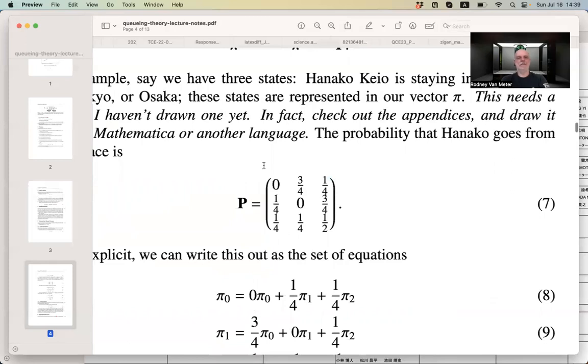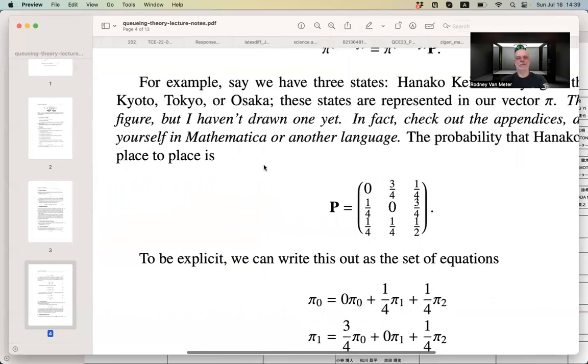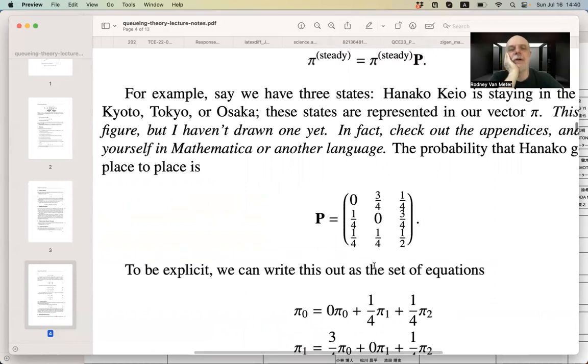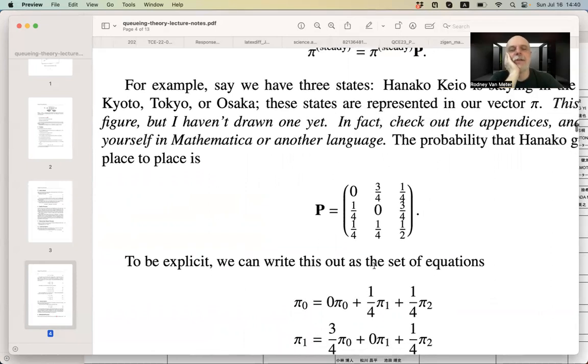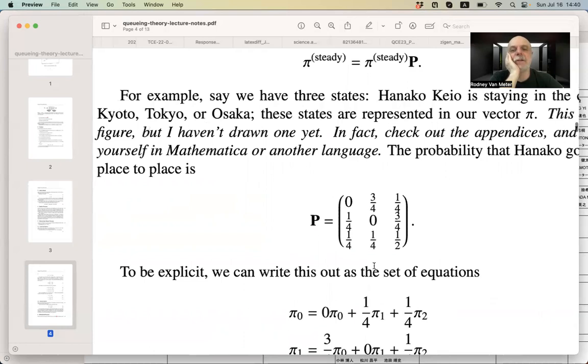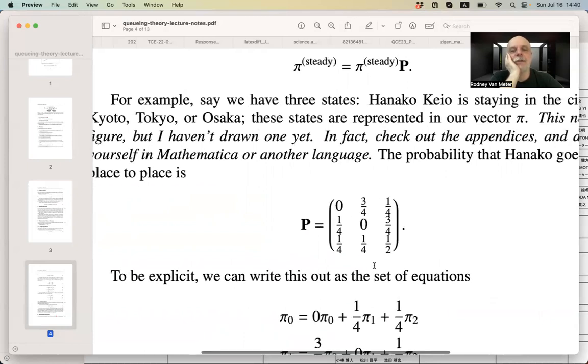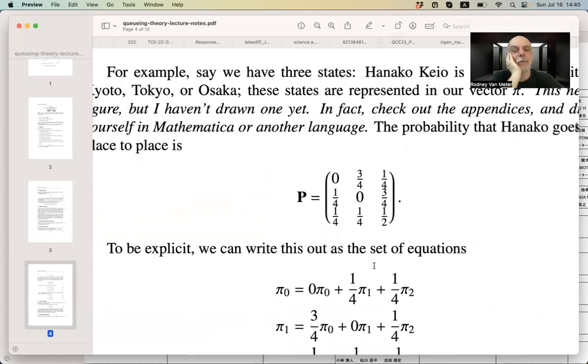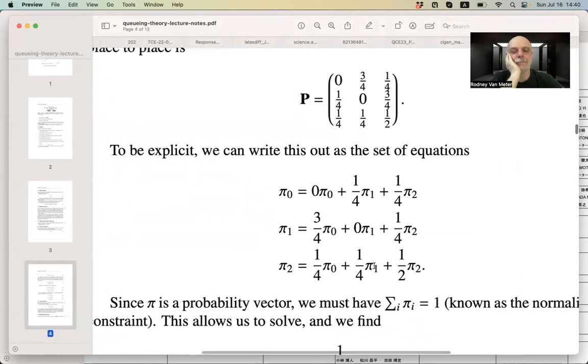If these three cities are Kyoto, Tokyo, and Osaka, then the first column represents the probability that she goes from Kyoto to another city. The second column represents the probability that she goes from Tokyo to another city. And then the third column represents the probability that she goes from Osaka to another city.